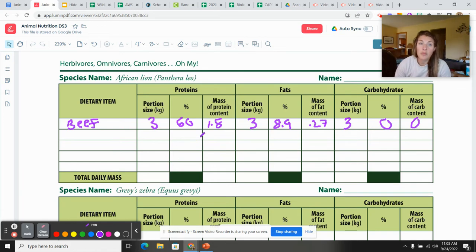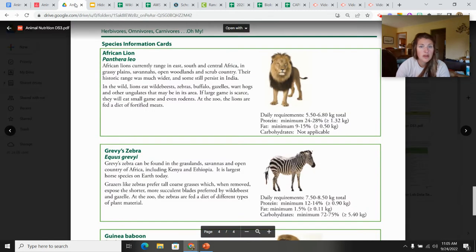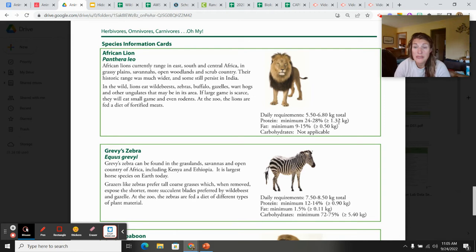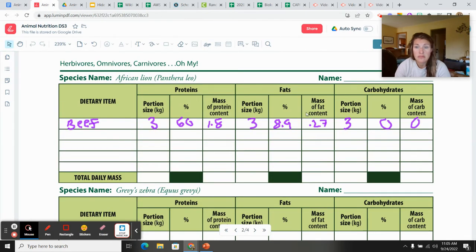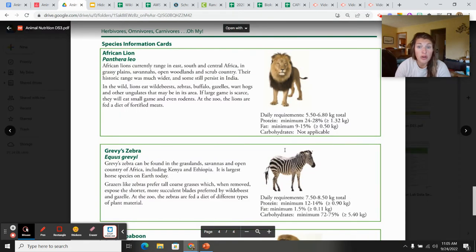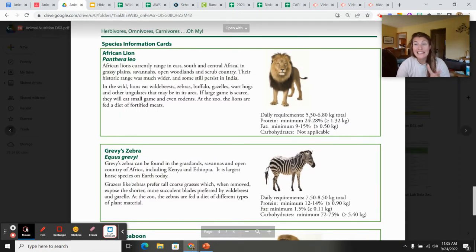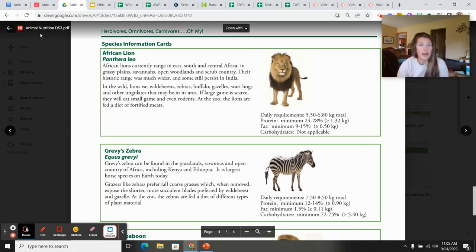Okay. So based on my requirements, so I need 1.32 kilograms at least of protein. Am I good? Yep, I'm good. Fat, I need at least a 0.5 kilogram. So I need more fat. And do I have enough total? No, I still need at least 2.5 more kilograms.